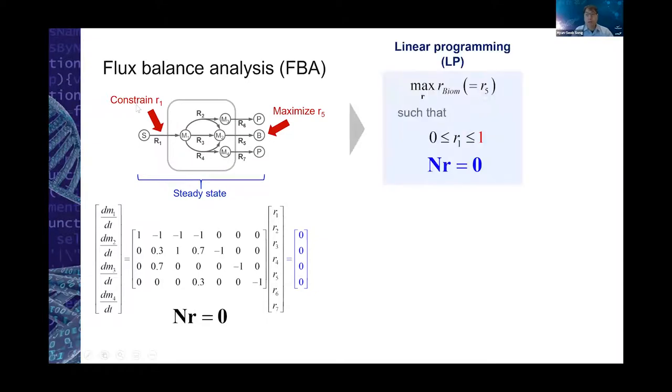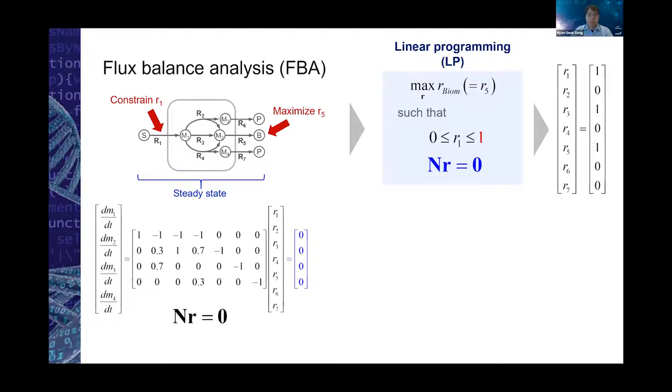So the linear programming is formulated like this: maximization of biomass, R5 in this case, such that we have the equality constraint N dot r equals zero, at the bottom there, and also the inequality constraint that R1 can change from zero to one. One is just an example. Under this constraint, we can solve the linear programming problem. I know the solution in this simple case. The pathway that maximizes biomass production will be just along this straight line. R1, R3, and R5 should be one and all other fluxes should be zero. This is clear.